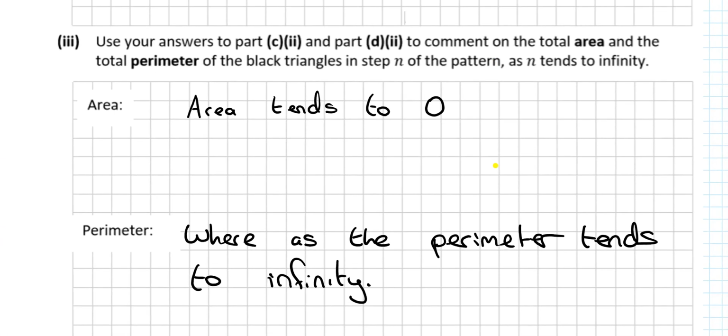And use your answer from part C, part 1 to comment on the area. Well, the area is going to tend to 0, we just said, and the perimeter tends to infinity. So the more black triangles there are, the bigger the perimeter gets. And if the number of black triangles tends to infinity, well, so too does the perimeter tend to infinity.